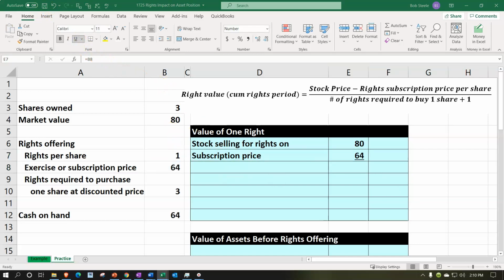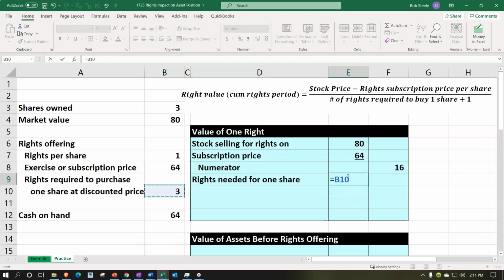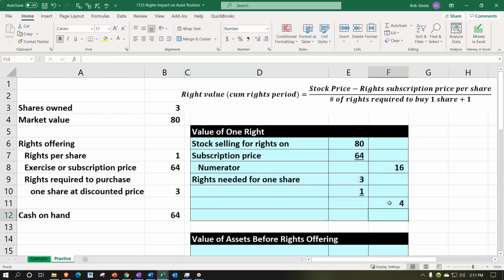That's going to give us the numerator, or difference. I'll put that in the outer column: the 80 minus the 64, or 16. Then we want the rights needed for 1 share. How many rights do we need to purchase 1 share? I'm going to indent this one, alignment, indent. We're going to need 3 rights for 1 share. Then we're going to add 1 to it, so plus 1, underline that, font group and underline. Summing that up equals the SUM. 3 plus 1 is 4. I could have done that one in my head without even using the sum function.